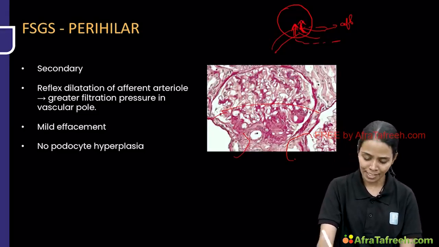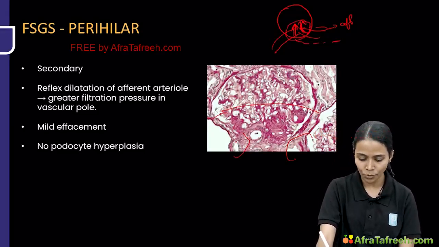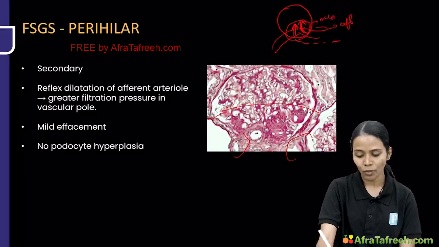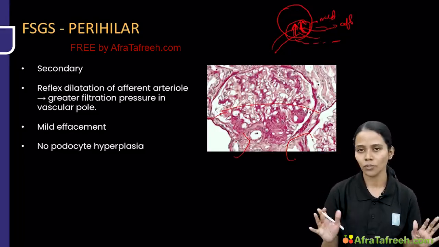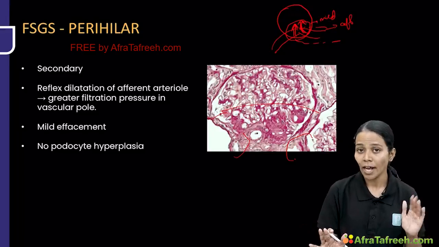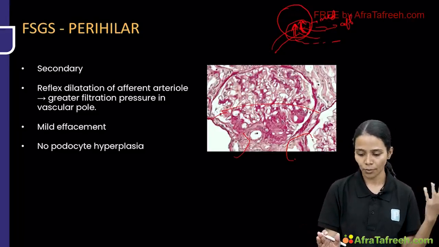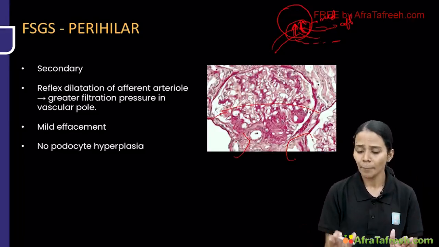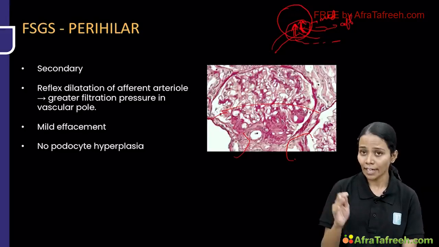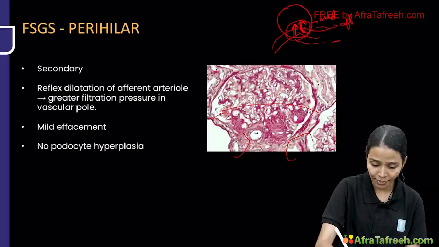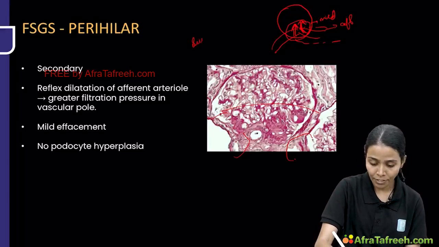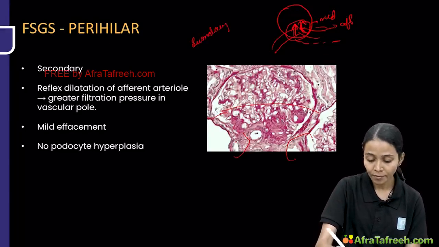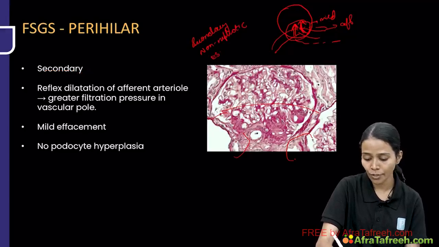But here, since it's a localized thing, the effacement is going to be mild and whatever surrounding podocytes are there, they are not going to undergo much hypertrophy, unlike in FSGS NOS. Okay. So it's basically a milder lesion, that is perihilar. That is why this is mostly seen in secondary and the patients generally have non-nephrotic range proteinuria and generally they do not progress to ESRD.